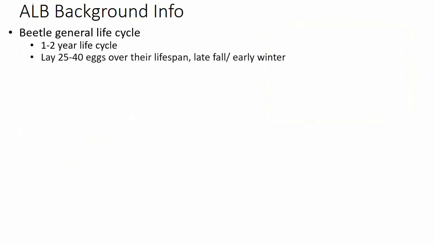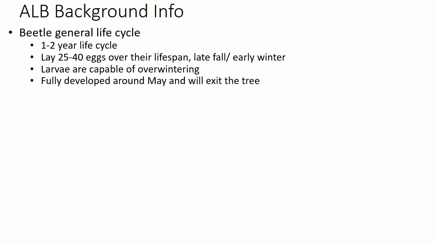Before we get into the details of the problem with this beetle, let's get some background information on them and how they develop. The beetle's general life cycle is about 1 to 2 years. When females lay their eggs, they will lay about 25 to 40 eggs in the late fall and early winter. Larvae are capable of overwintering, which means they are able to survive the winter and hatch in the spring. But they will fully develop around May and exit the tree.